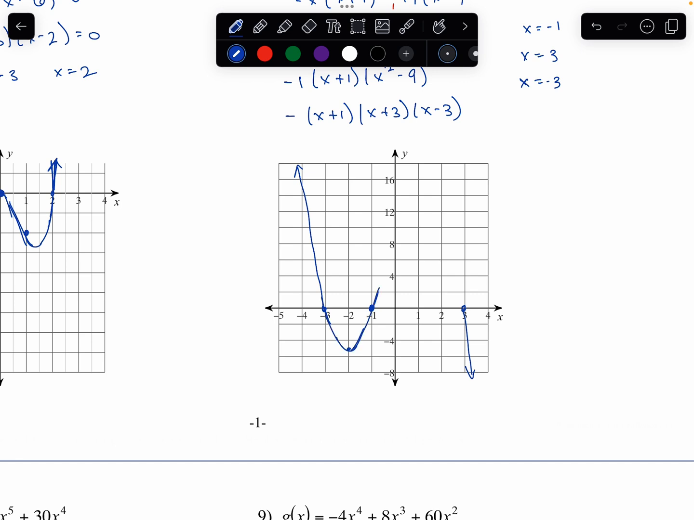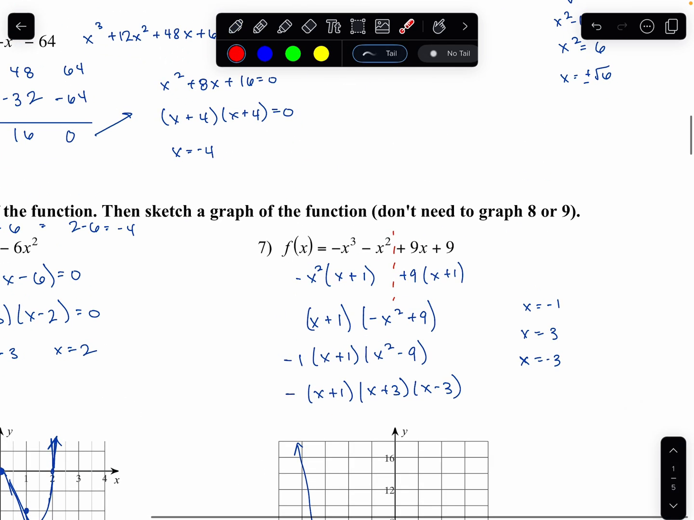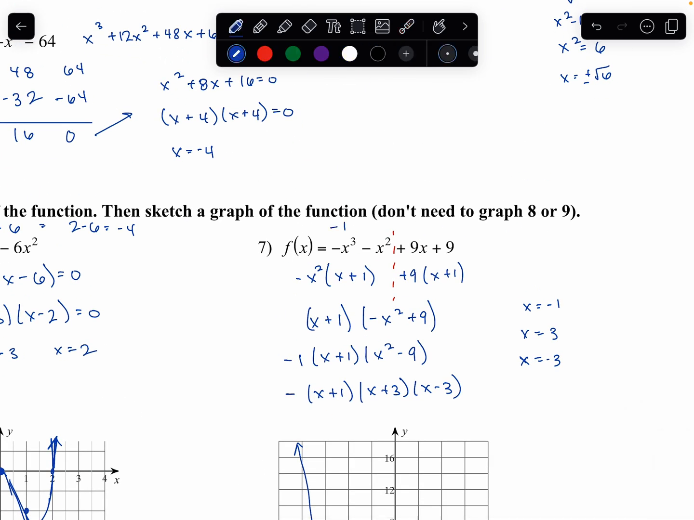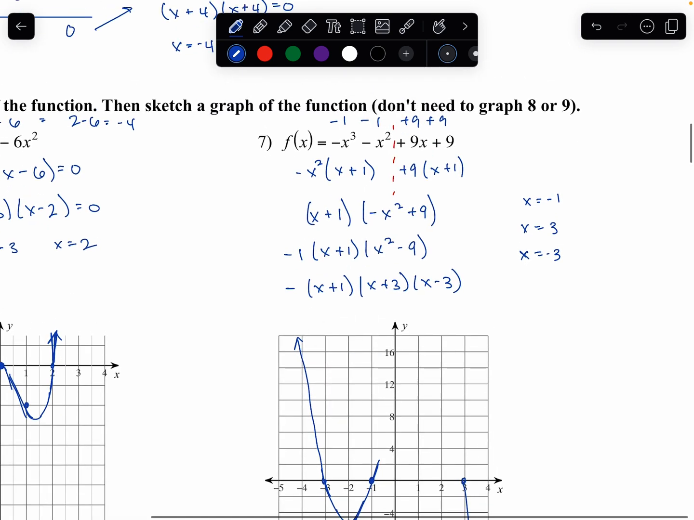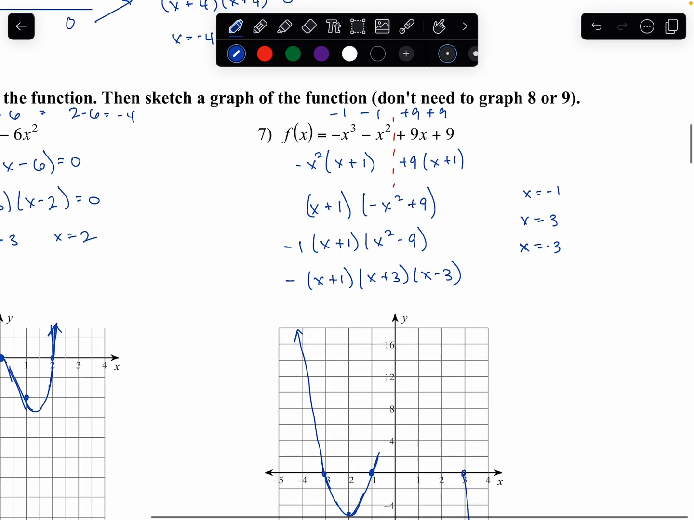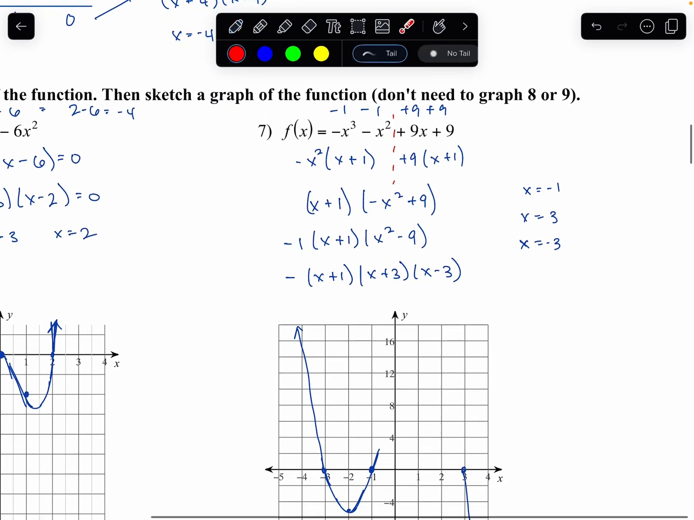Okay, and then let's plug in 1. So if I plug in 1 right here, this becomes negative 1 minus 1 plus 9 plus 9. Yeah, I plugged in 1. So this right here becomes 18 minus 2. It becomes 16. So we'll say that it goes up to about right there. Okay, and there we go.